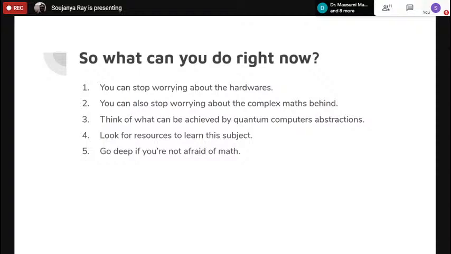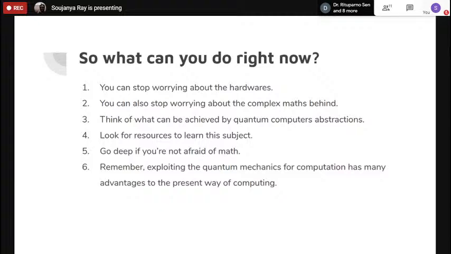The next thing, remember that exploiting quantum mechanics for computation has many advantages over the present way of computing, as we will see how quantum computers exploit this and reduce the time of classical algorithms in a huge way. And lastly, pay attention to the rest of the lectures.